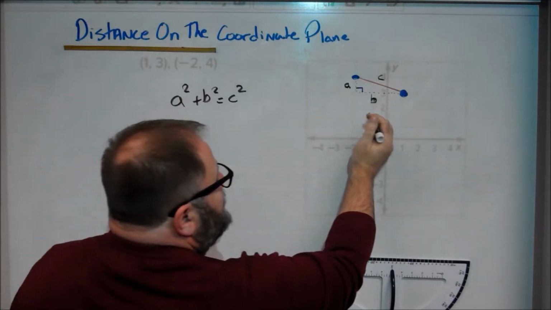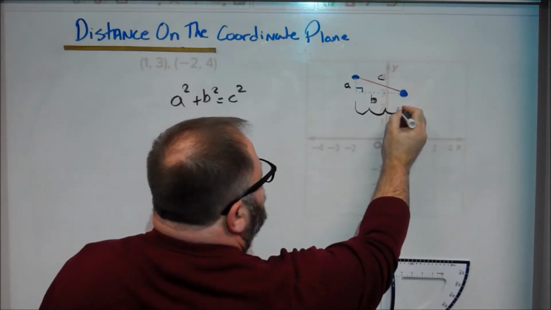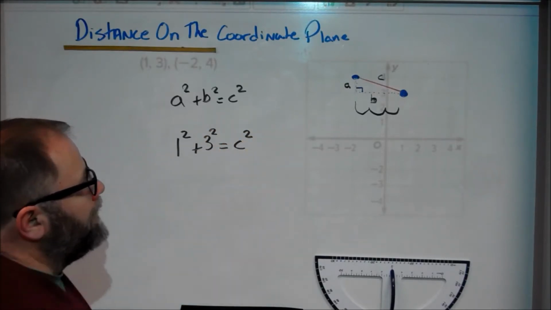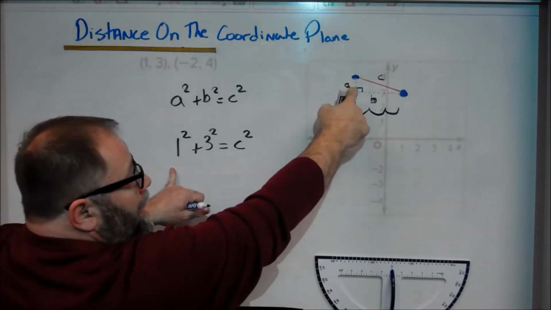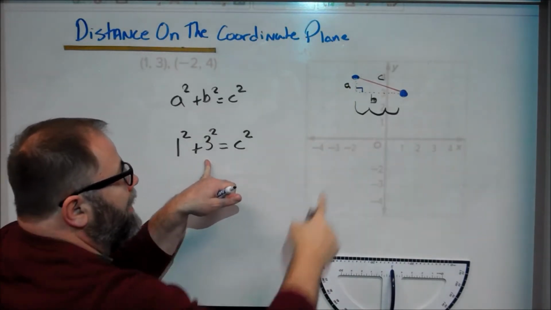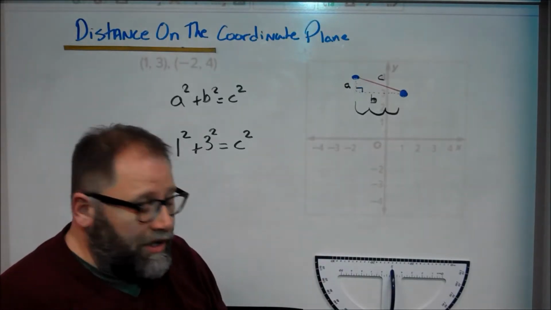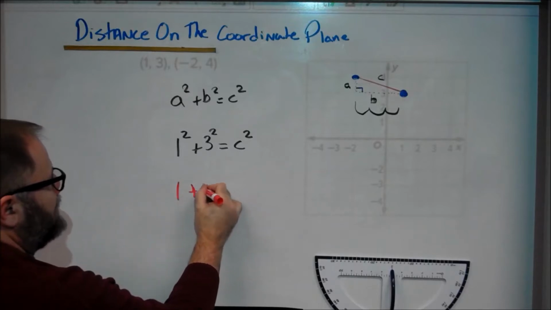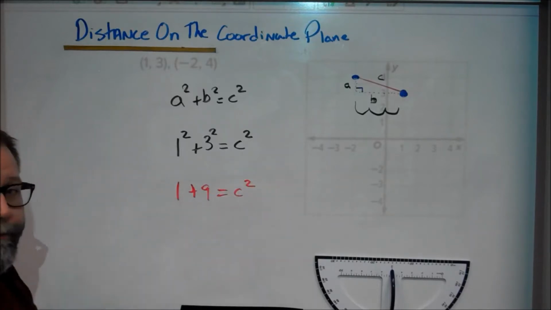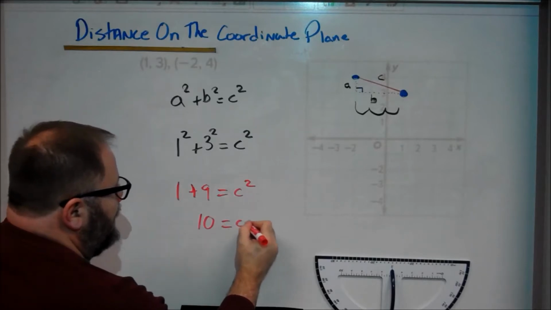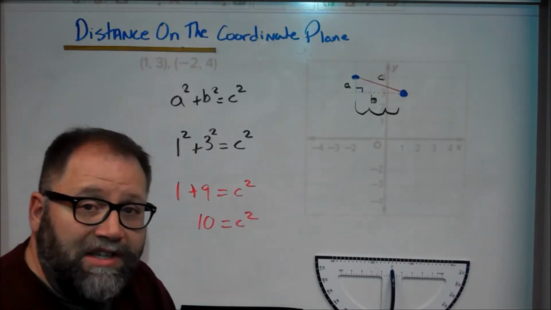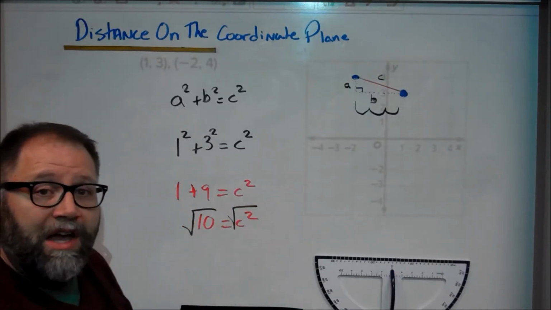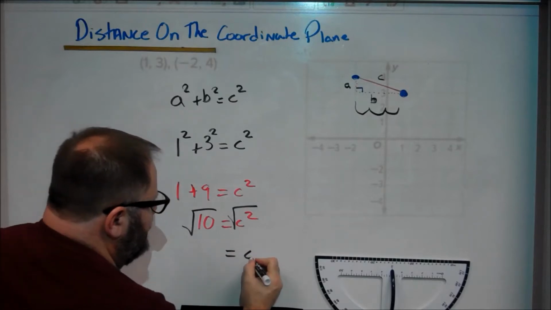So then this one is 1, 2, 3, plus 3 squared equals c squared. So I have a distance for A, 1. I have a distance for B, 3, and I don't know C. So now I'm just going into the math. 1 squared is 1. 3 squared is 9, equals C squared. 1 plus 9 gives us 10, equals C squared. Now we don't want C squared, we want C. So we take the square root. If we take the square root on one side, we have to take it on the other, which gives me C equals.